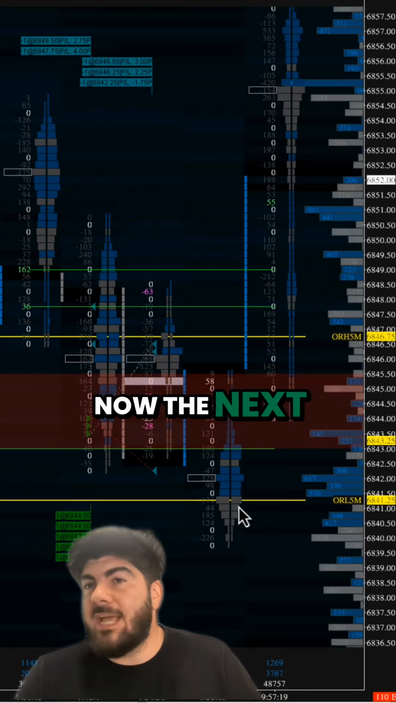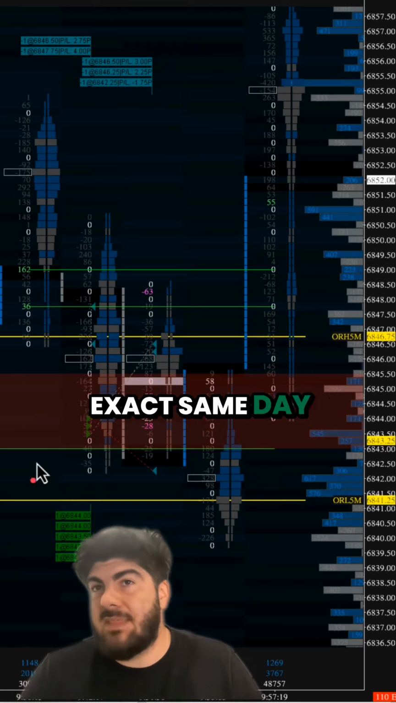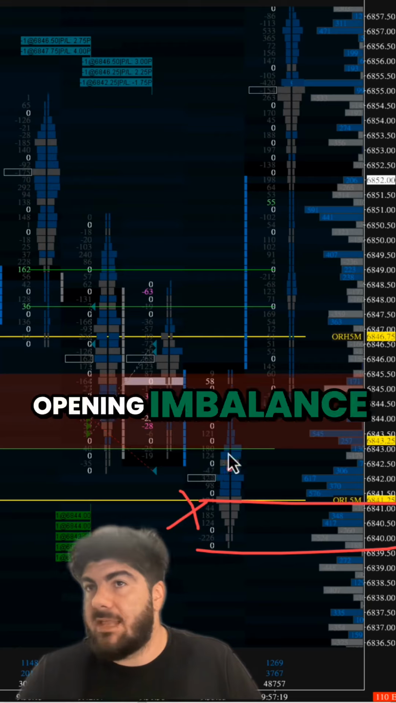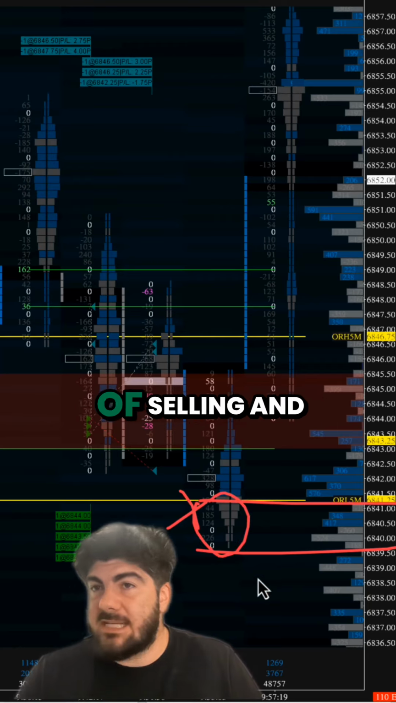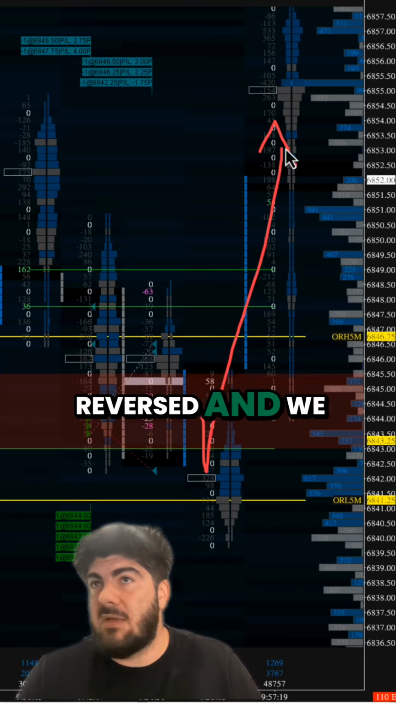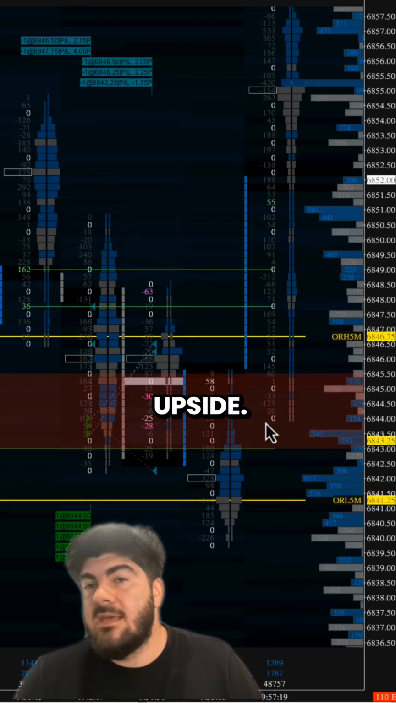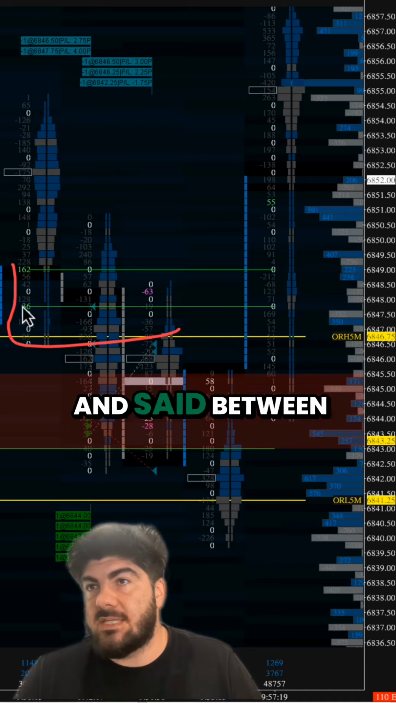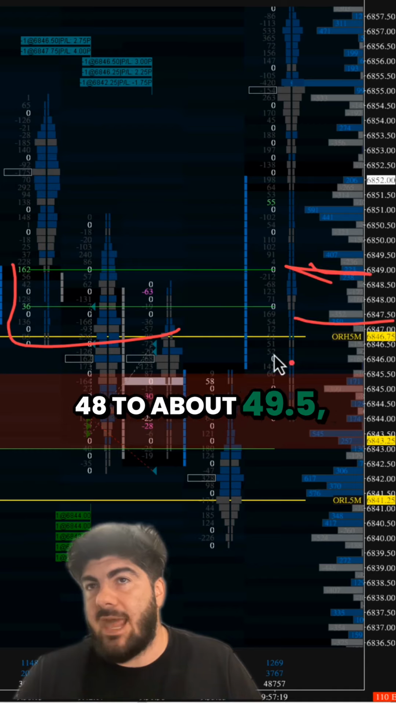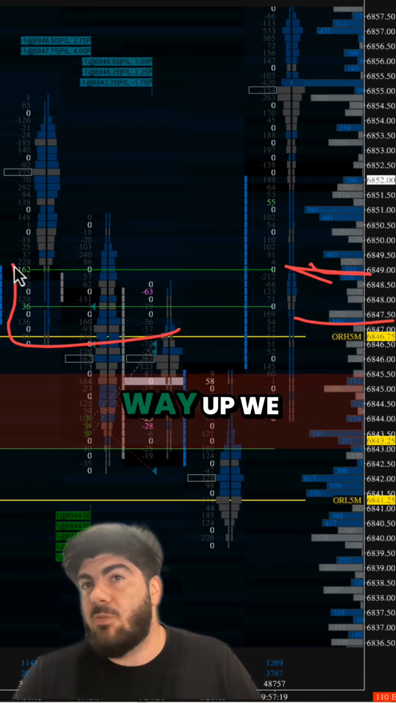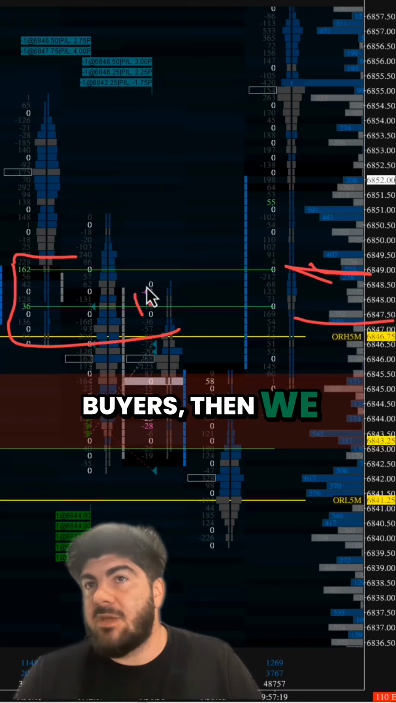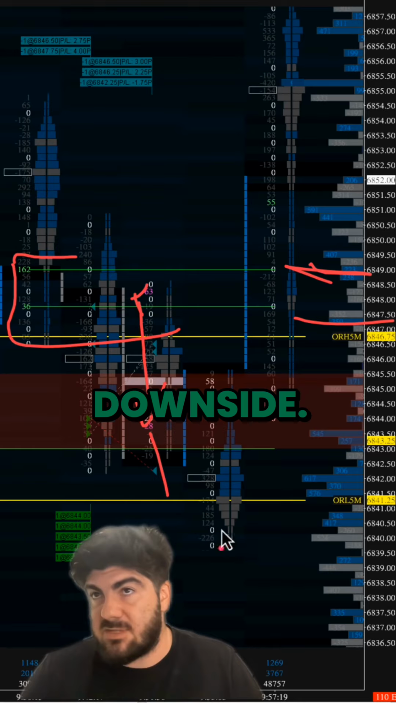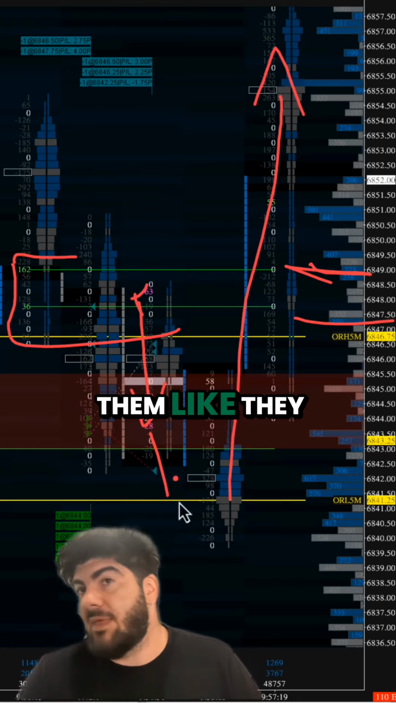And we got stopped out. Now, the next trade opportunity the exact same day happened when the price, even though it traded below where the opening imbalance was, didn't really have a lot of selling, and price action reversed, and we got a big bullish candle to the upside. Now, I didn't chase this move, and instead drew these lines here and said between 48 and about 49.5, we're going to have a lot of support, because on the way up, we revealed these buyers. Then we got sellers that pushed price lower but couldn't complete and continue the auction to the downside. And we just chopped right through them like they never happened.